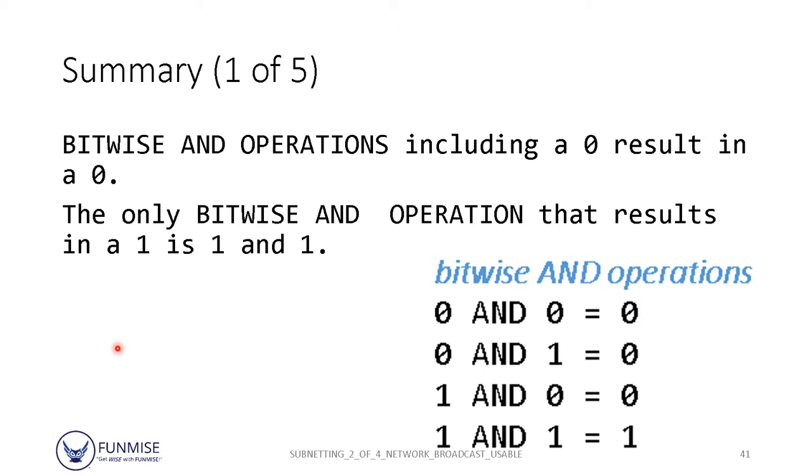Summary. There are 5 pages of summary. Bitwise AND operations, including a 0, will always result in a 0. The only bitwise AND operation that results in a 1 is a 1 and 1. Please note that this is referring to bitwise AND operations. This is not referring to binary addition.